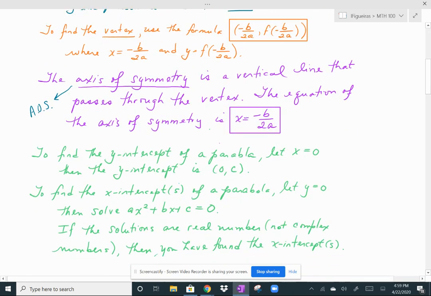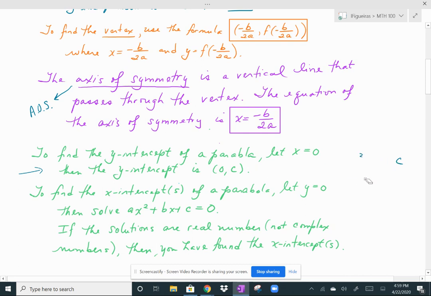Other points you should look for are intercepts. So let's talk about the Y-intercept first. You find the Y-intercept by letting x equal 0. And since our function is y equals ax squared plus bx plus c, when x equals 0, those two terms will go away. And so your constant will be the value that you're left with. So your y-intercept is just going to be 0, c.